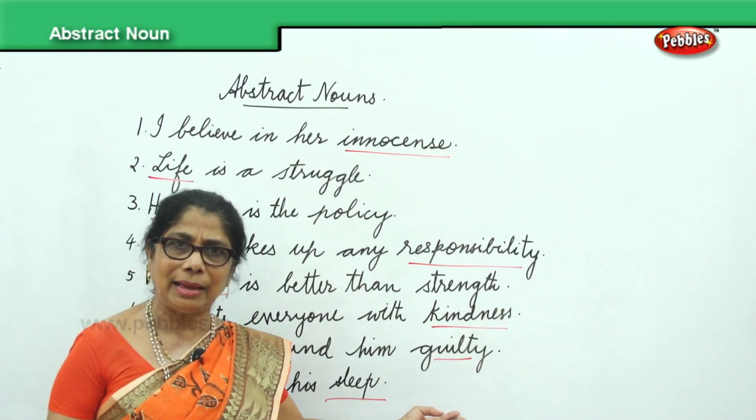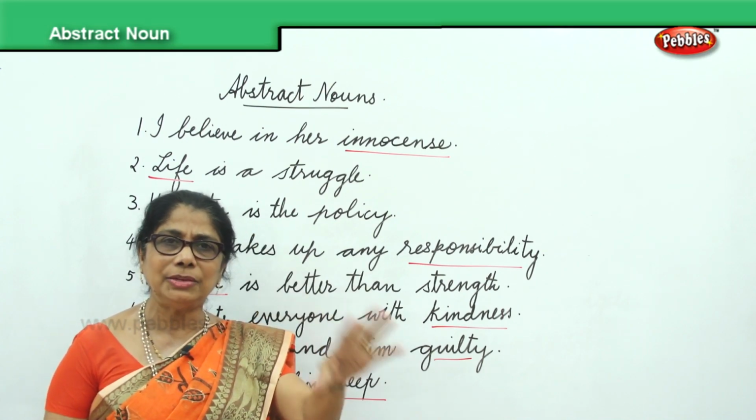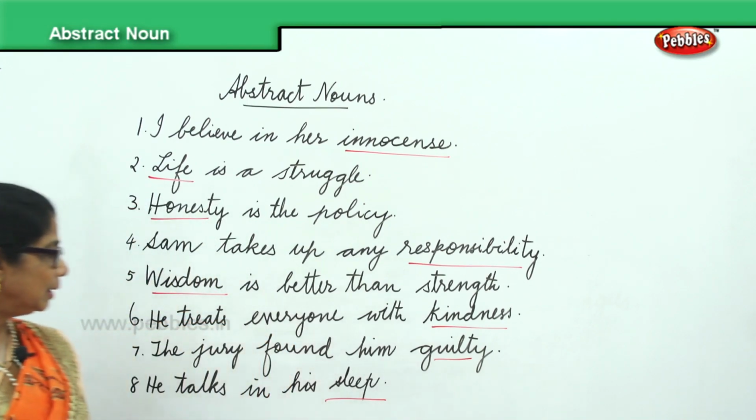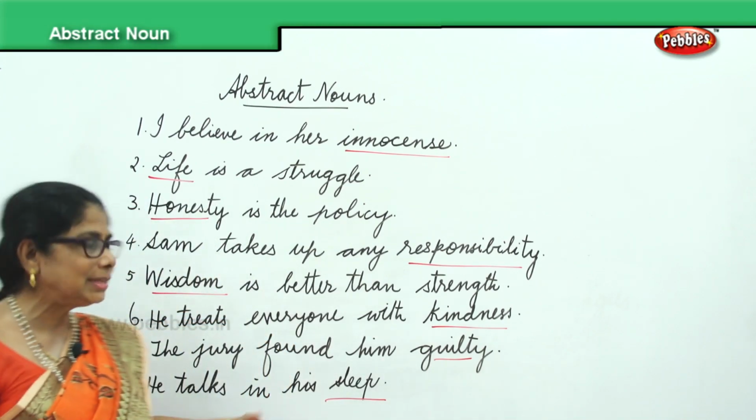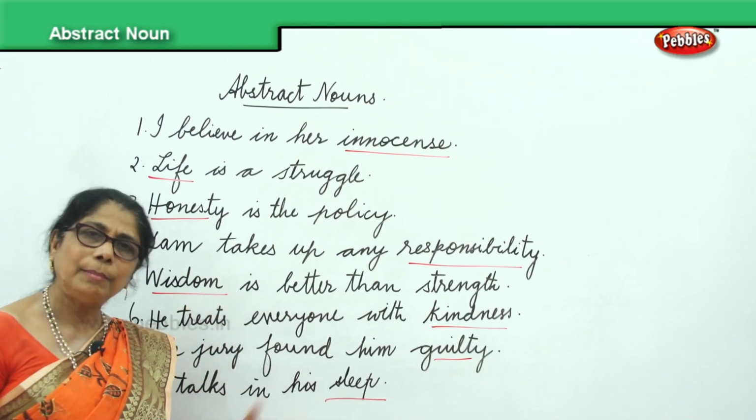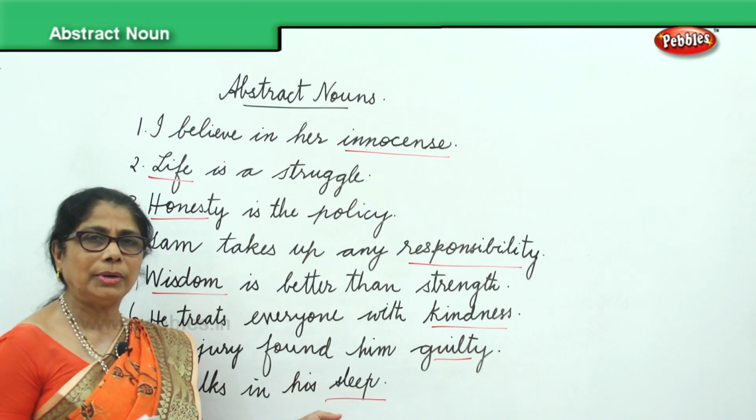Guilty. You do something and the judge says, you need to be punished. You are guilty. You told lies or you robbed, whatever. Guilt. Guilt, only you can talk about it. It's an abstract noun. He talks in his sleep. Some people sleep, but they are talking. They are though normal. Sleep, but we can only talk about it.